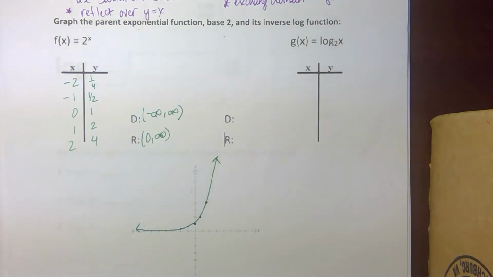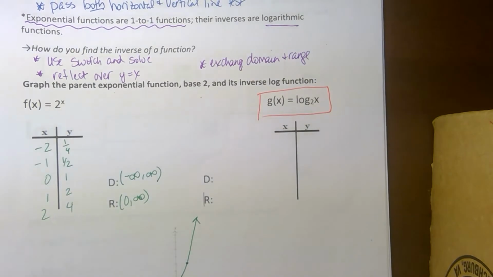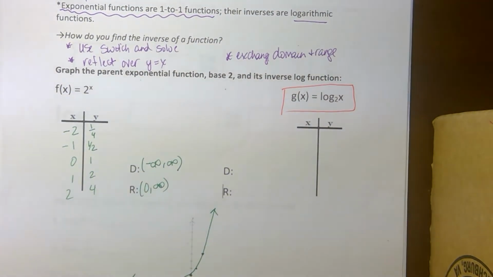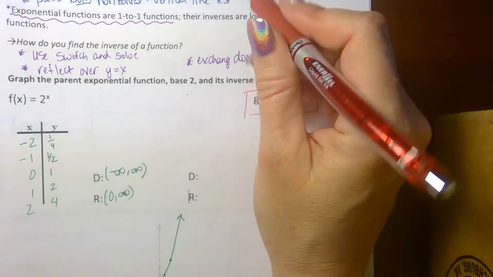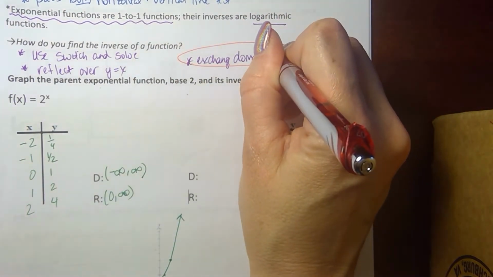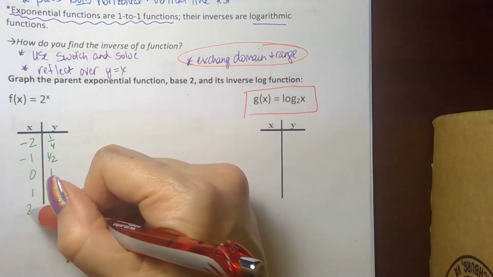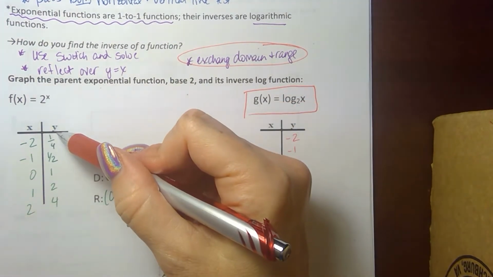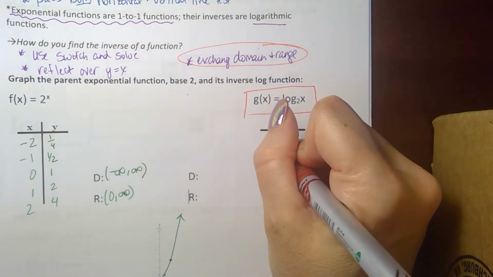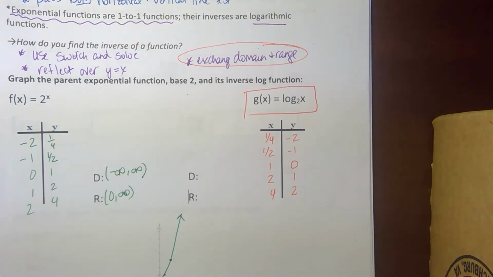Okay, let's think about our inverse of that. Our inverse of that is going to be a log function, where my exponential function is f of x equals 2 to the x. My log function is going to be g of x equals log base 2 of x. I'm going to exchange the domain and range. So I take my lists and I switch them. X was -2 to +2, now that's y. Y was 1/4, 1/2, 1, 2, 4, now that is x. And I graph those 5 points.